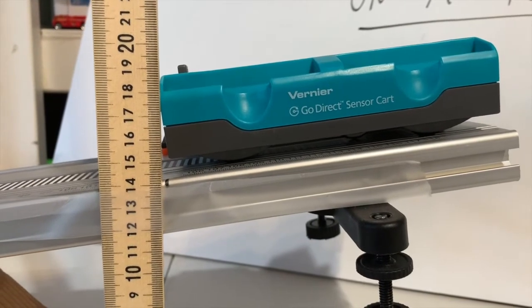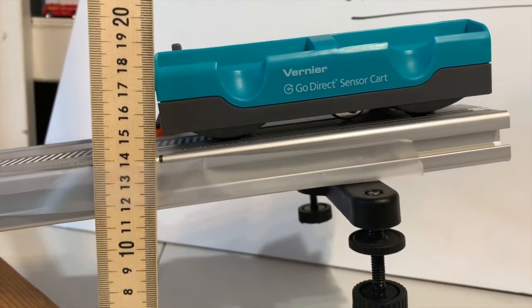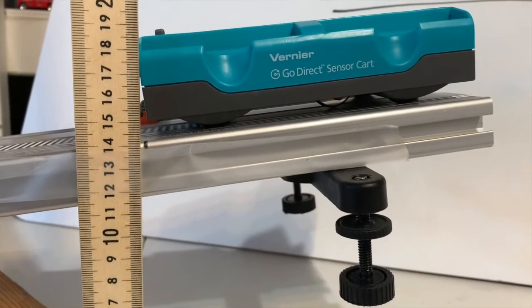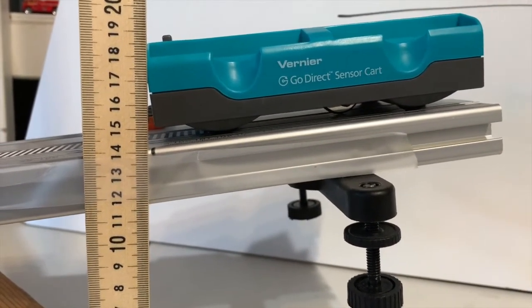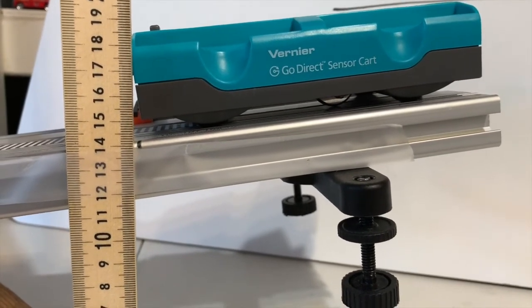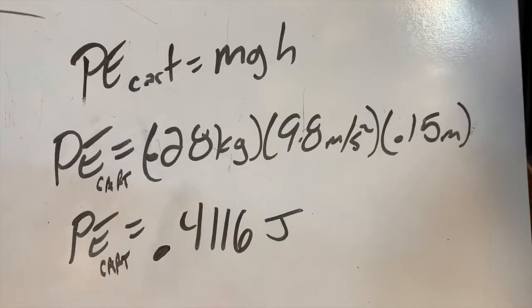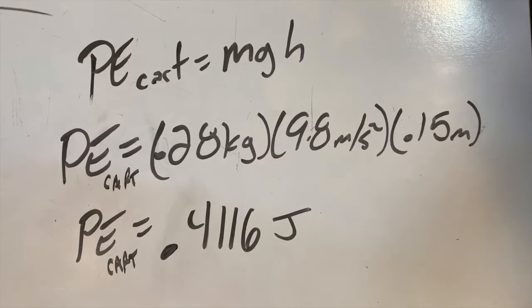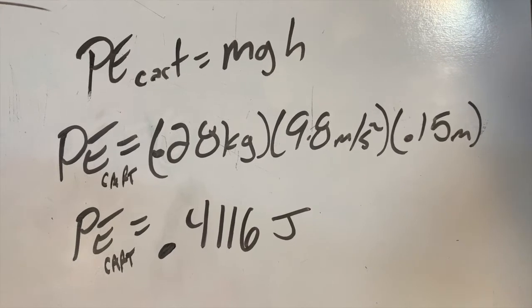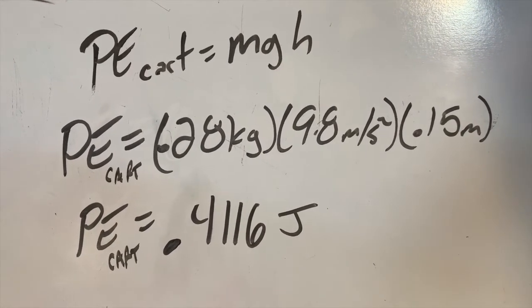To find the potential energy of the cart, we need to know the mass of the cart, what gravity is on Earth, and the height of the cart. We know the height is 15 centimeters, which is 0.15 meters, and we know the mass of the cart is 0.28 kilograms. So we can find the potential energy. Some quick math tells us that the cart has a potential energy of 0.4116 joules at the top of the ramp.